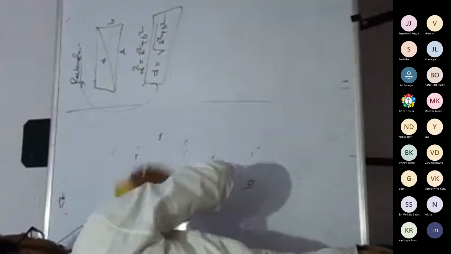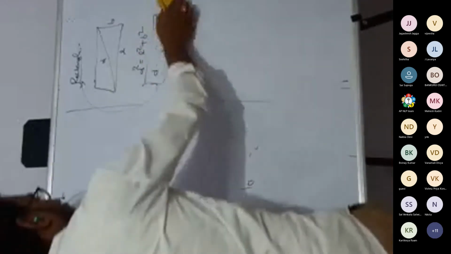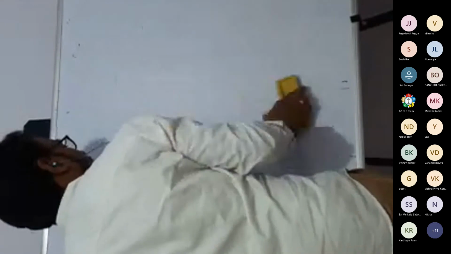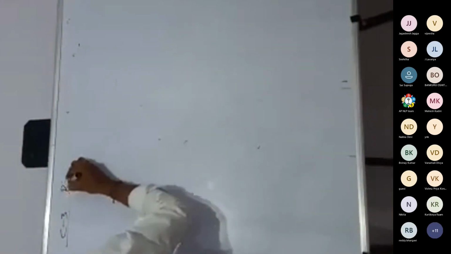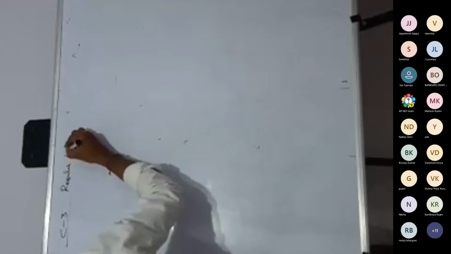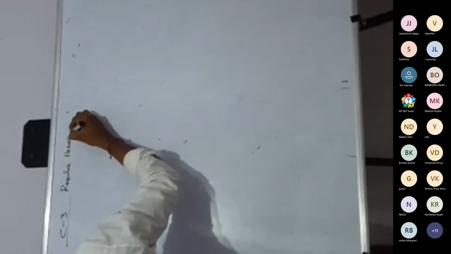Next one. I go for the next concept. Concept number 3 is regular hexagon. So what is this regular hexagon? Here, hexagon means you have 6 sides. Hexagon means we have 6 sides.